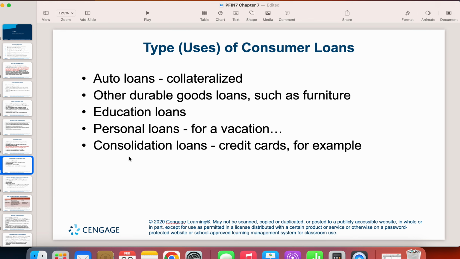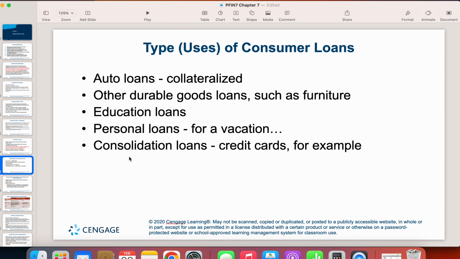And then consolidation loans are a type of loan that is going to consolidate your revolving debt, like credit card debt. So we're going to take revolving debt and turn it into non-revolving debt, and that can occur with a consolidation loan.